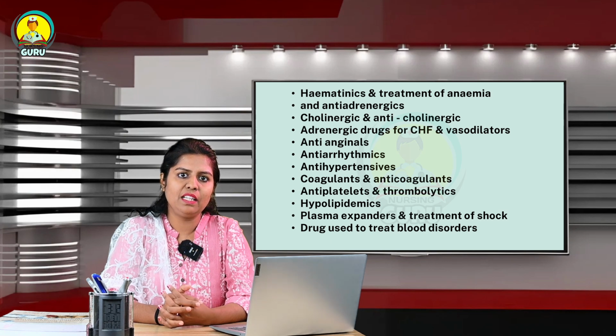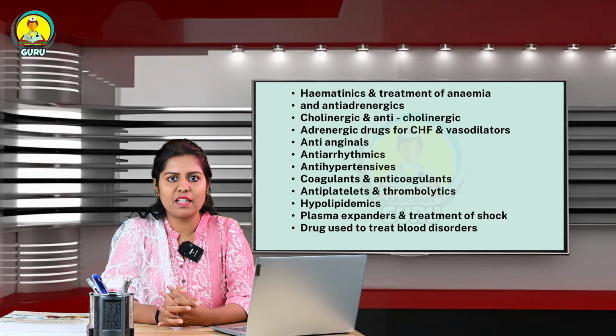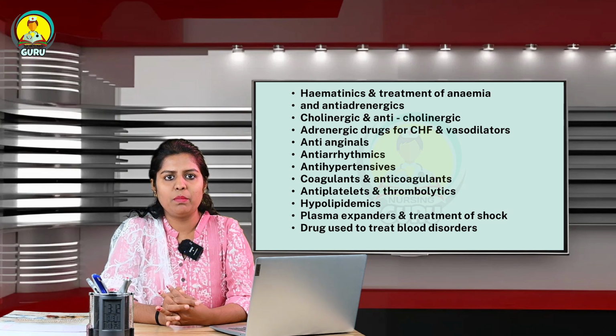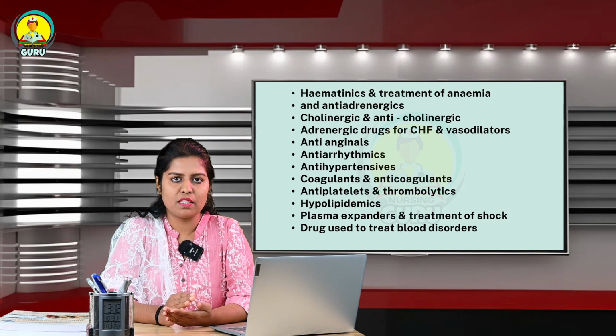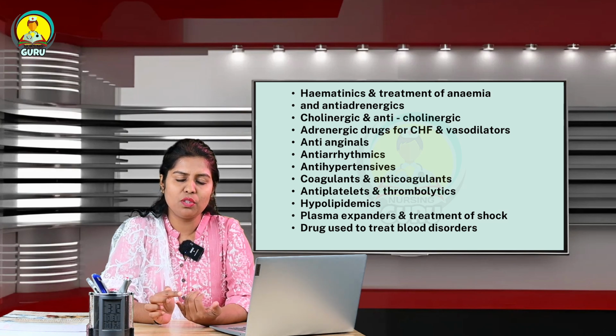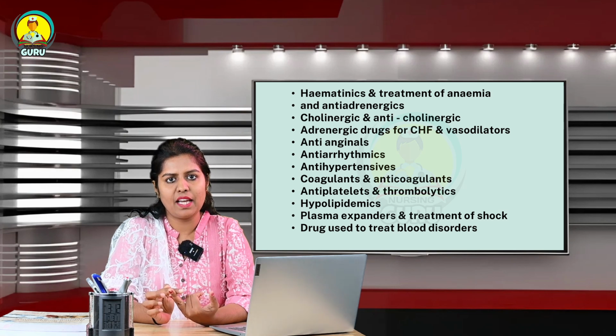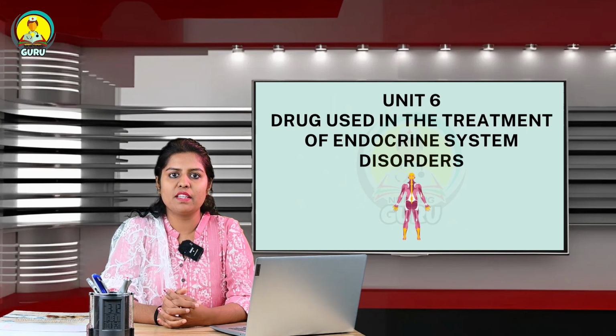Then next, antiarrhythmics, antihypertensives, coagulants and anticoagulants, antiplatelets and thrombolytics, hypolipidemics, plasma expanders and treatment of shock, and drugs used to treat blood disorders. Here mainly they will ask antihypertensives. I told you in this unit the important things are antihypertensives, then anti-anginals. Next, Unit 6.